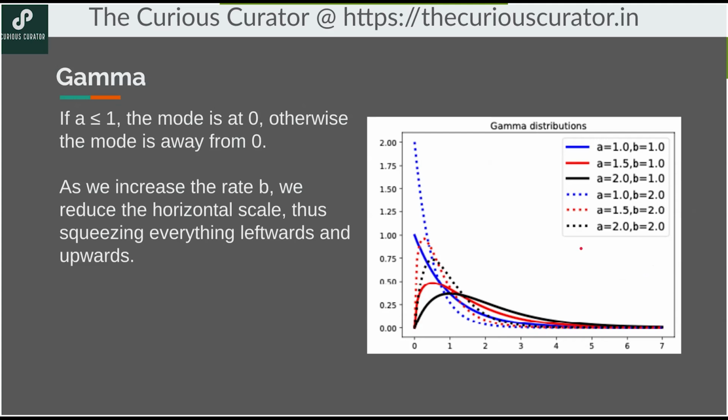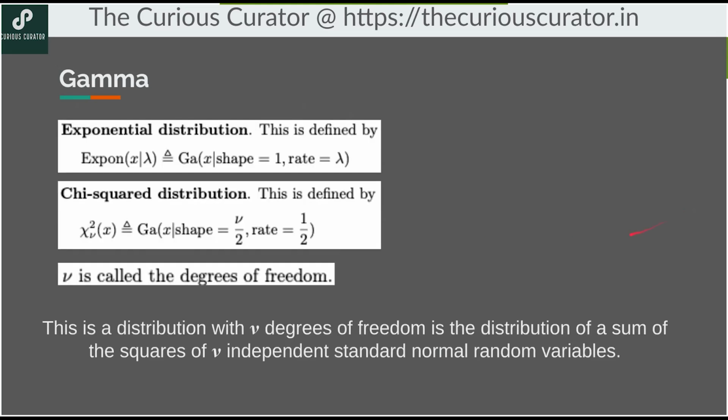How many options do we have? Right? You can't use normal. You cannot use student t. You cannot use Laplace. So you cannot use a lot of things when things are positive, for example, right? So yeah. One more thing is the gamma distribution is also a generalization of things.